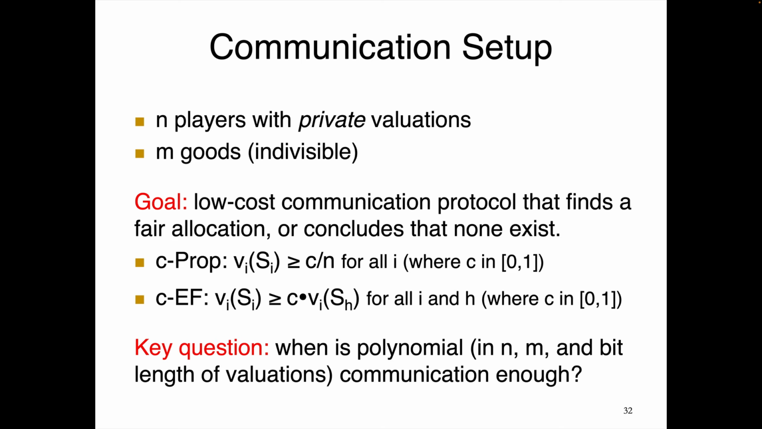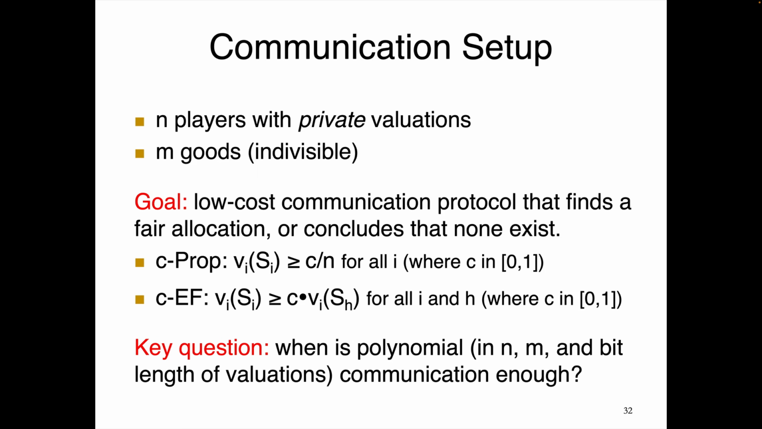Notice a player's private input, that's a full-blown set function. That's a valuation that has 2 to the m numbers in it. So polynomial communication is really saying logarithmic in the description length of the private inputs. So it's a strong thing to want. So when is it polynomial and when is it not?